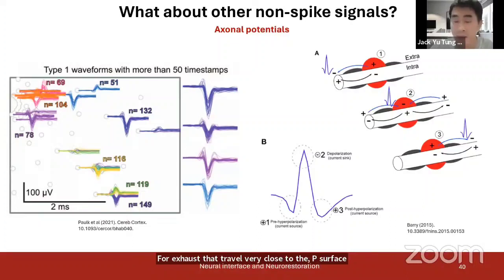Their activities can actually be picked up by the micro-ECoG arrays. And these are classically described as short duration triphasic waves due to the rapid polarity reversals at the nodes of Ranvier.